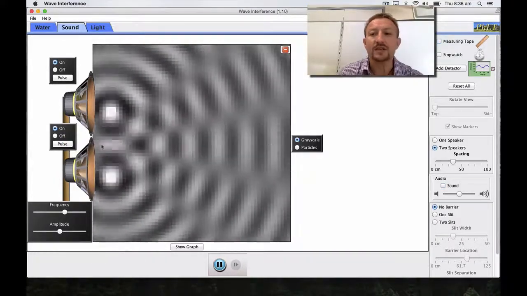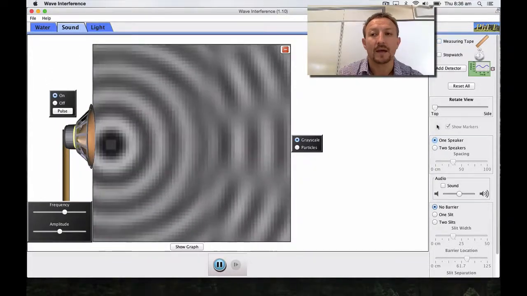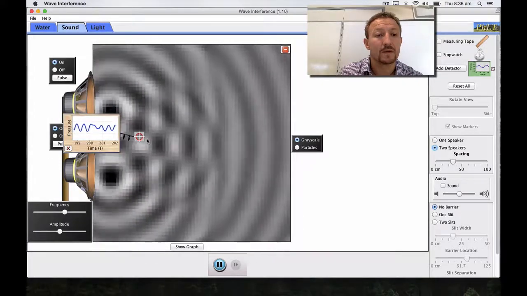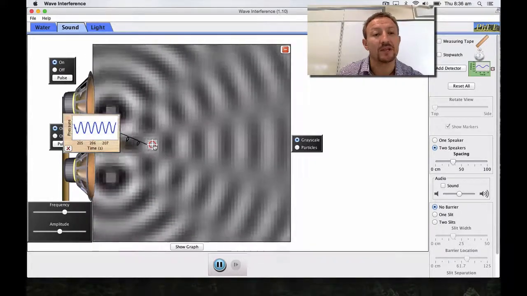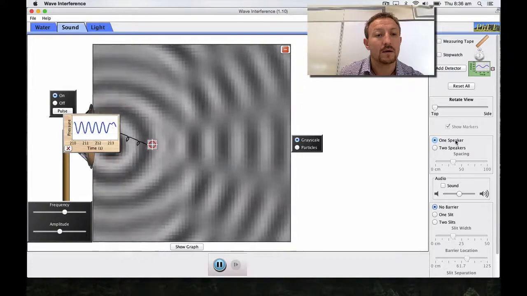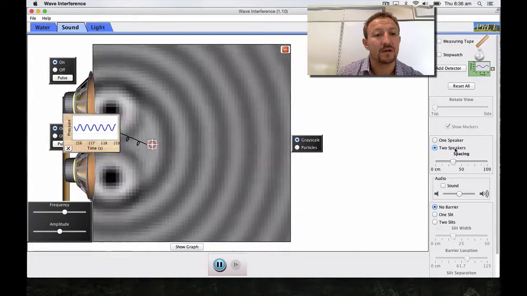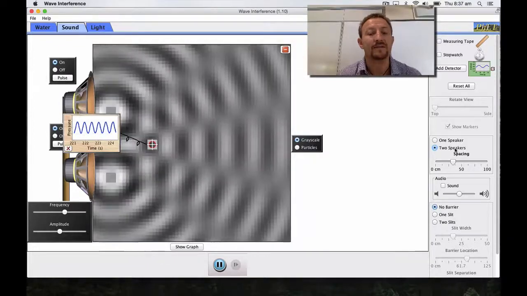Alrighty, so let's just have a look again and do a comparison. If I just go to one speaker and put my detector on, we get a nice wave which is being generated. Then go to my two speakers, place it in the middle. Look how the amplitude has increased. Go back to one speaker. See how the amplitude has gone down again? Go back to two speakers, and up it goes.